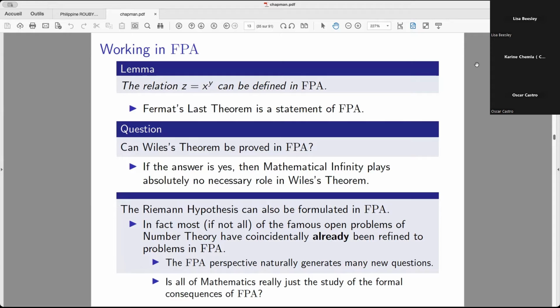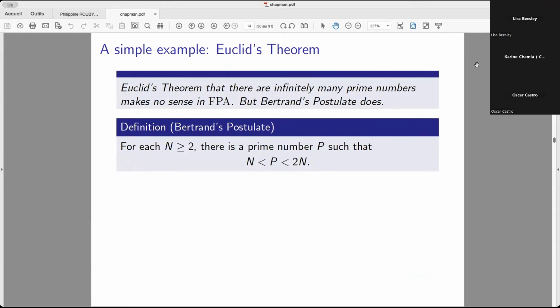Well, if that's true, where does it leave us? Let me give you a simple example. Euclid's theorem that there are infinitely many prime numbers makes no sense in FPA. But Bertrand's postulate does. So Bertrand's postulate is that for every integer n greater than or equal to 2, there's a prime number between n and 2n. Now, clearly, if you know that theorem, you know there are infinitely many primes. But this statement makes perfect sense in FPA.